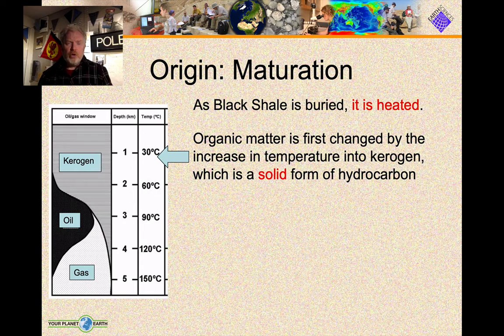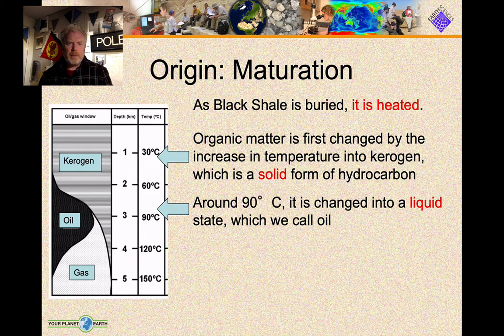This diagram here we call the oil and gas window, shows us the temperatures where this occurs. So you can see that kerogen is going to form at relatively low temperatures, so less than 60 degrees. When the temperature gets to about 90 degrees centigrade, this kerogen is changing into a liquid state. The hydrocarbons are getting shorter as the heat breaks the bonds between these hydrocarbons and turns it into a liquid that we call oil.